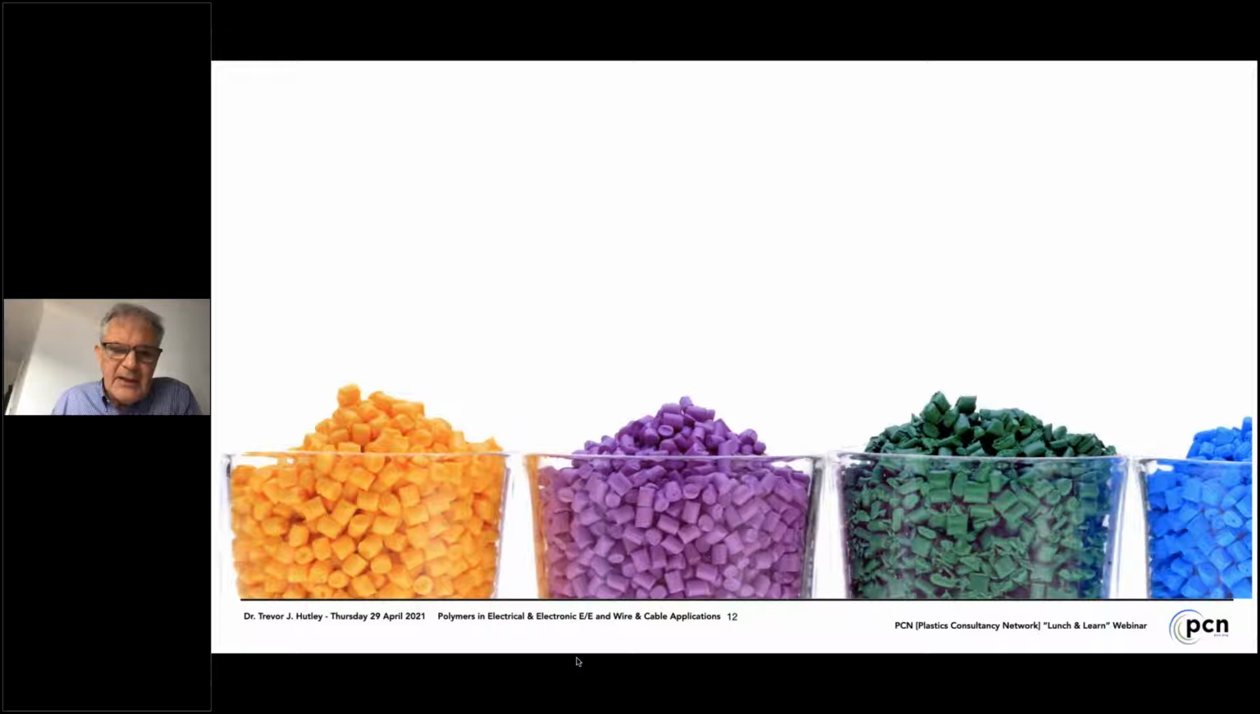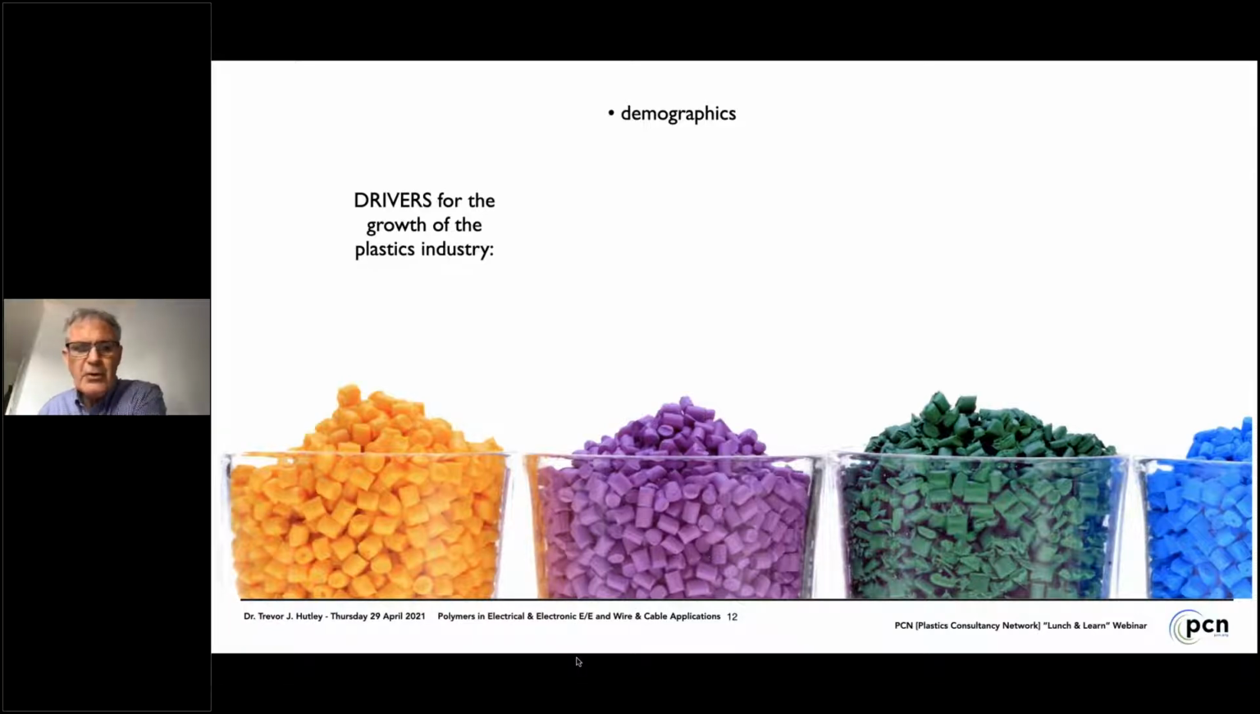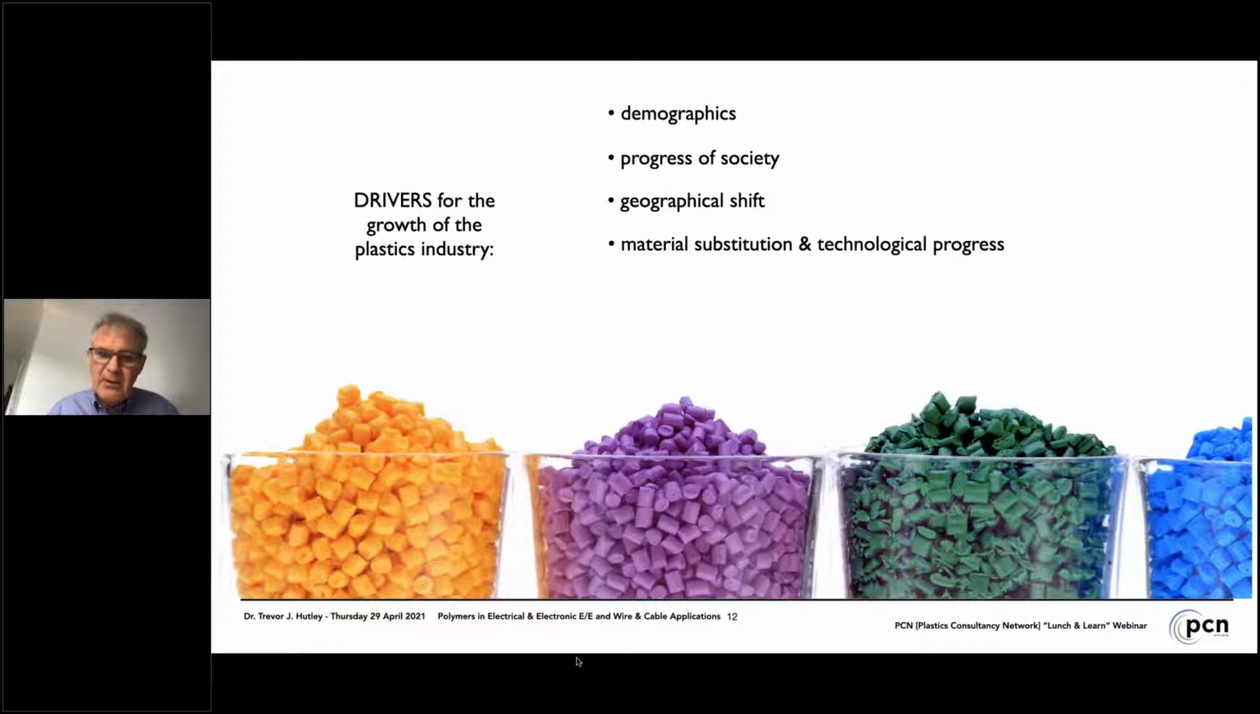So what is it that drives this plastics industry? There are a number of factors, a number of drivers. Demographics, the increasing population, all consuming more plastics materials. Progress of society: as we become more sophisticated, we require more materials and more packaging, more functionality. We've seen a geographical shift in the last 20 years to the Asia Pacific region, which is now the center and the hub of everything to do with materials.